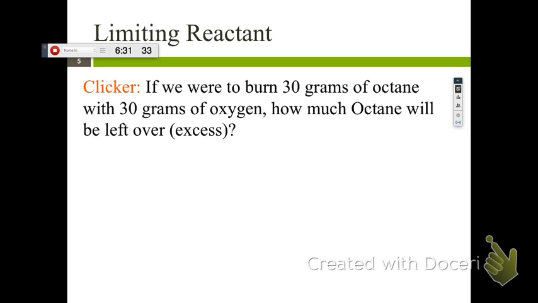So I see a couple hands raised. Hopefully working through this. Is it about working through the problems? Okay. So let's go ahead and start working through it, and let's see if we can get on the same page for how this all comes together. So if we're trying to answer this question, how much octane will be left over? Can I get a volunteer to share how we'd start these calculations? Angel?